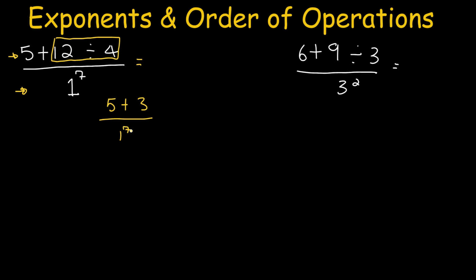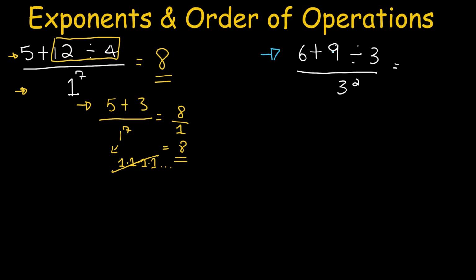We will have 1 to the 7th power. Now, let's keep working with the numerator. 5 plus 3 is 8. And this one, 1 to the 7th power, simply means we are multiplying 1 by itself 7 times. So, and 1 times 1 will be 1. So this is very fast. And 8 divided by 1 will be 8. So this is our answer. Our answer is 8. All right, let's go ahead and solve the next problem.